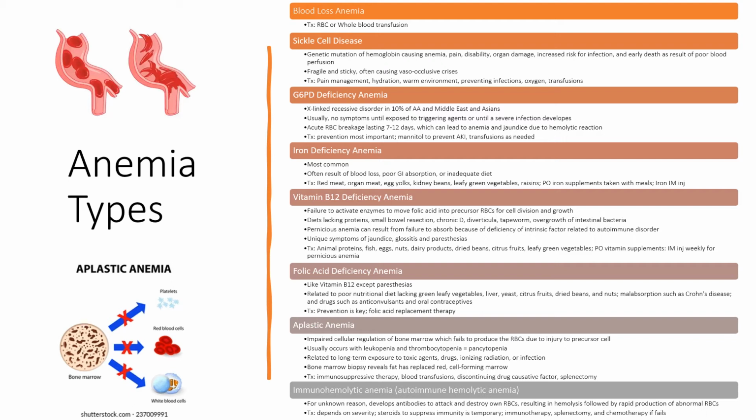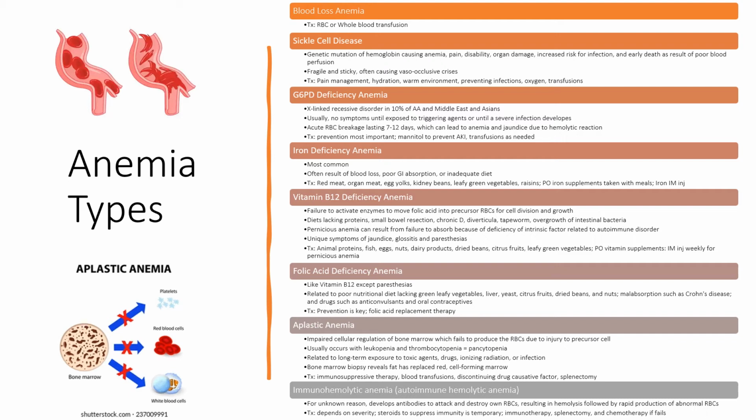So this is unique for these types of anemic clients. We're going to treat these with an animal protein diet, with fish and eggs and nuts and dairy products and all the things that I just don't eat. Dried beans, citrus fruits, and leafy green vegetables.